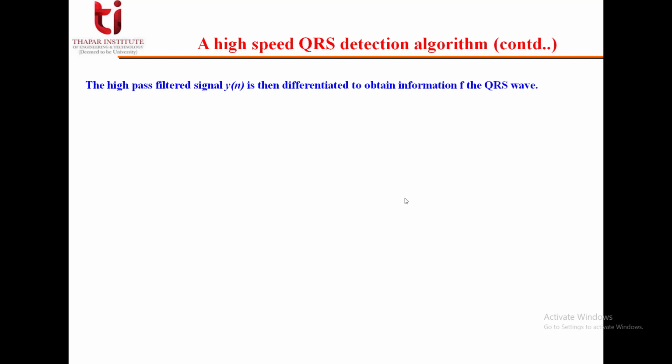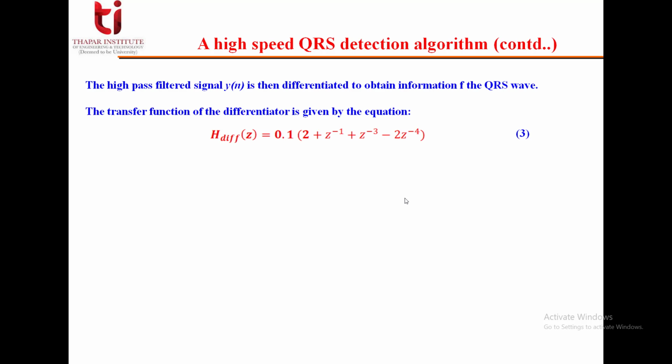The high pass filter signal Yn is then differentiated to obtain information mainly of the QRS waves. The transfer function of the differentiator is given as in equation 3, that is HDIFF, for differentiation. Again, that is in the Z domain, which means it is in the digital domain. So that is given by 0.1 times (2 plus Z inverse minus Z raised to power minus 3 minus 2 into Z raised to power minus 4).